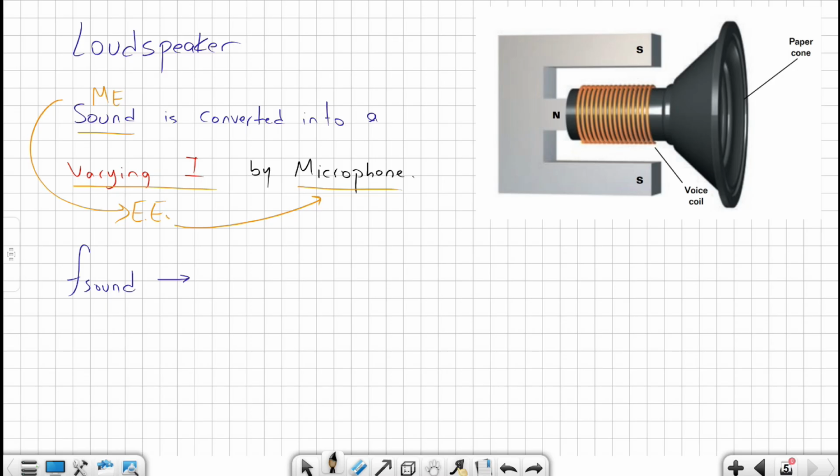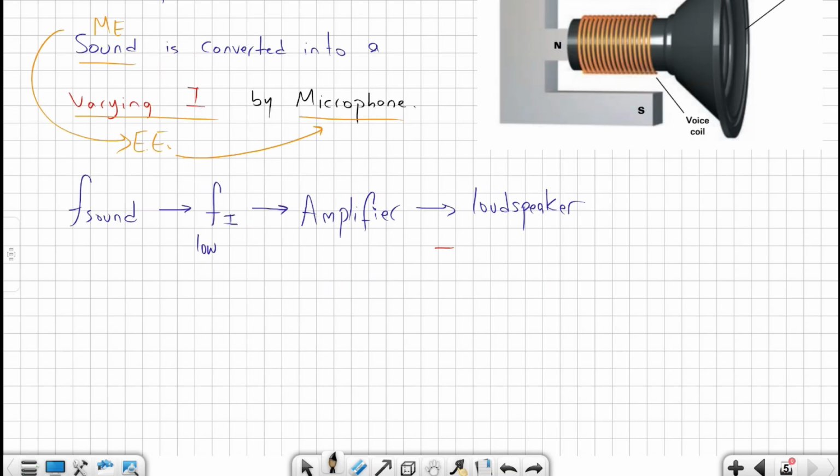The sound that we have has a frequency which will be converted into a current by the microphone that has the same frequency. So the frequency of the produced current is the same as the frequency of the mechanical sound, and this is a very low current, so we need to send it into an amplifier before sending it to a speaker. The amplifier will increase current without disturbing the signal, and the amplifier will send this varying electrical signal or electrical current to a loudspeaker.